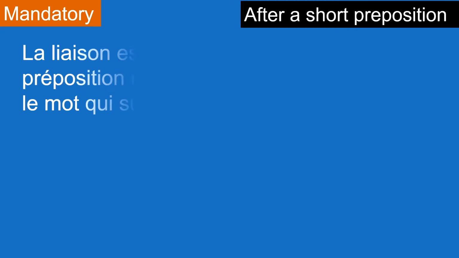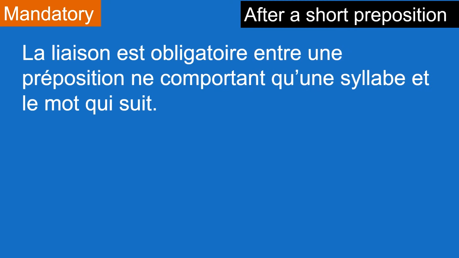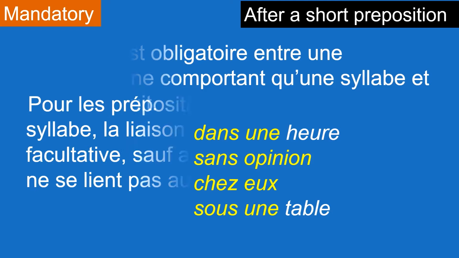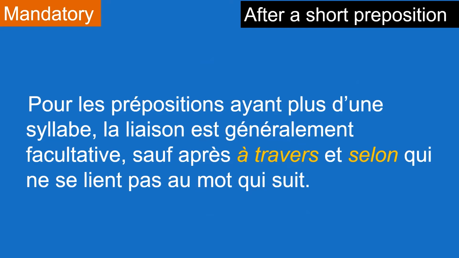La liaison is also mandatory between a short preposition that has only one syllable and the word that follows it. Dans une heure. Sans opinion. Chez eux. Sous une table. For longer prepositions, la liaison is usually optional. Except for à travers and selon, you cannot use la liaison with them.